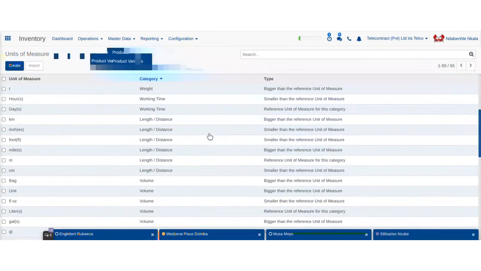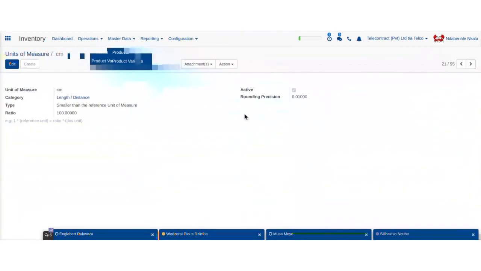So if you create something that is, let's say, centimeters, it says smaller than the reference unit of measure. Then you say, okay, how much smaller is it? It's 1:100. In other words, it's 100 times smaller than the reference. How many centimeters in a meter? There's 100 centimeters in a meter. So that's how you set the category. You set the actual units of measure, and then you must have a base unit of measure for that category. Everything else is either bigger or smaller.